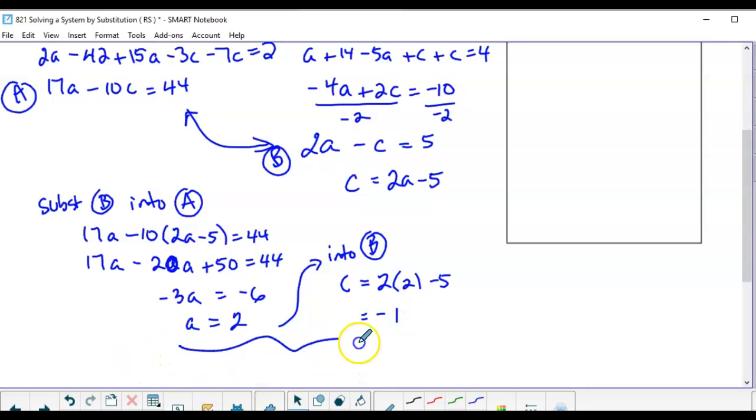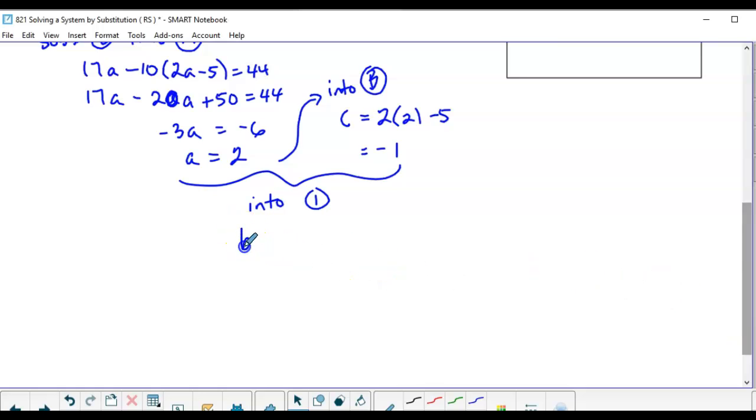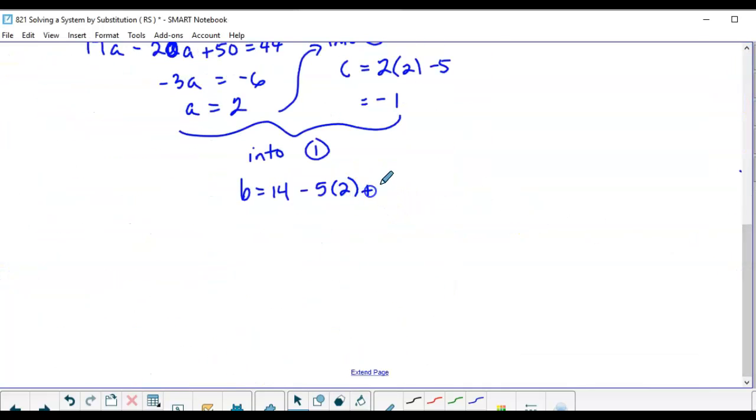And then you have to put both of these into one of the original equations. So I'm going to go back to equation 1 because I had already solved for b. So b was 14 minus 5 times a plus c. 14 minus 10 minus 1 is 3. So a is 2, b is 3, c is -1.